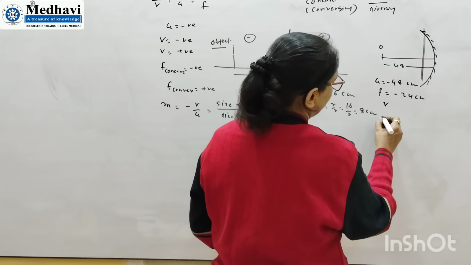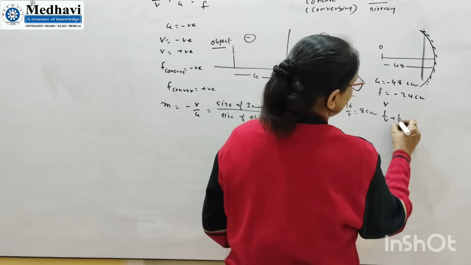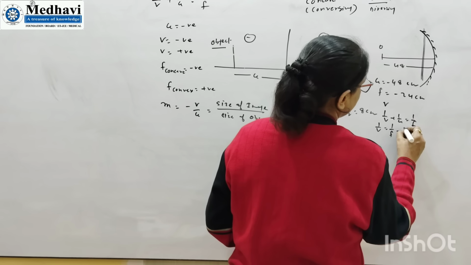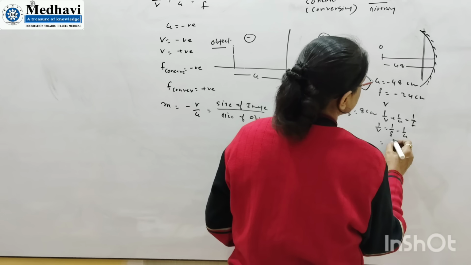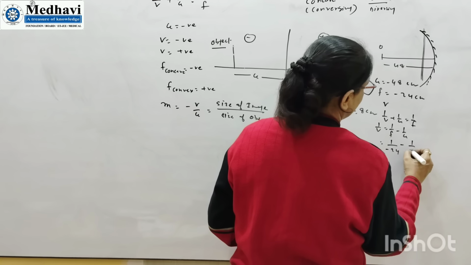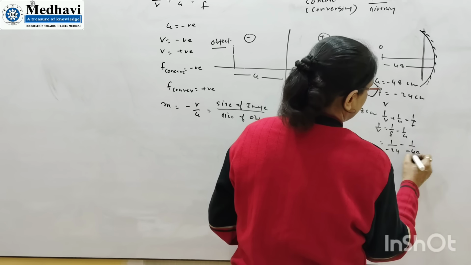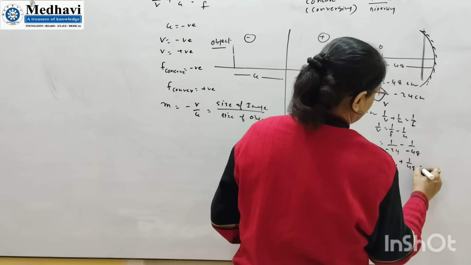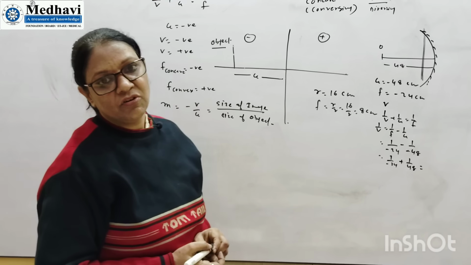So you just apply the formula 1 by v plus 1 by u is equal to 1 by f. So 1 by v is equal to 1 by f minus 1 by u. Put the values with sign convention: minus 1 by 24 minus 1 by minus 48, so it will be minus 1 by 24 plus 1 by 48. Now you can solve this and get the value of image distance.